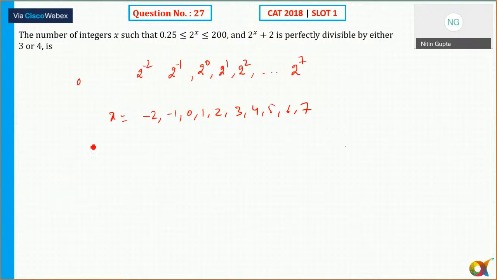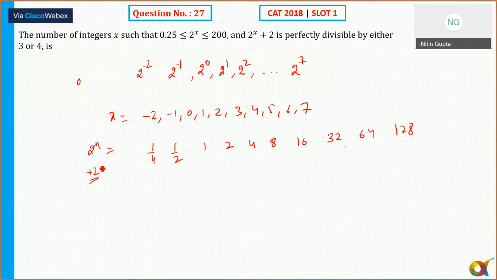So what are the values of 2 raised to power x? 2 raised to power minus 2 is equal to 1 by 4, 2 raised to power minus 1 is 1 by 2, 2 raised to power 0 is 1, then 2, then 4, then 8, then 16, 32, 64, 128. This is 2 raised to power x. And in this case, I need to add 2.